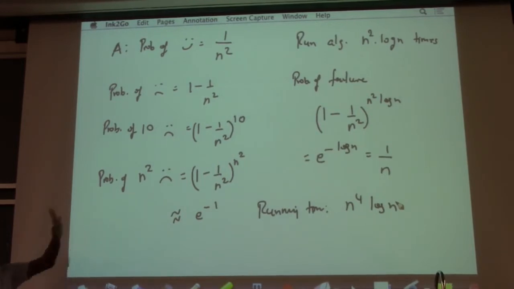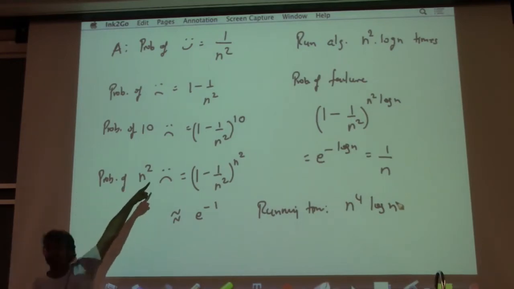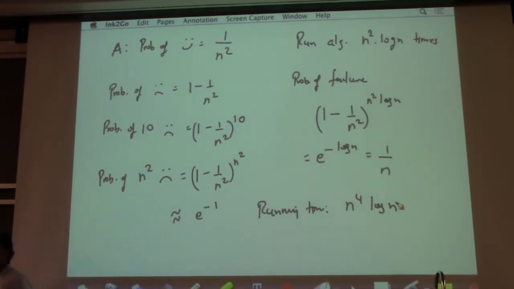So any questions about this analysis part? Again, the trick is to do repetitions, independent repetitions. And independence is important because I can now multiply. If you don't have independence, you can't multiply. So each time the algorithm runs, it chooses different random points.